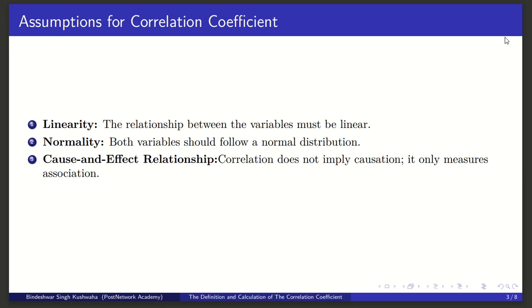Now the third one, cause and effect relationship. So correlation does not imply causation. It only measures association. So now it is necessary to understand what causation is.